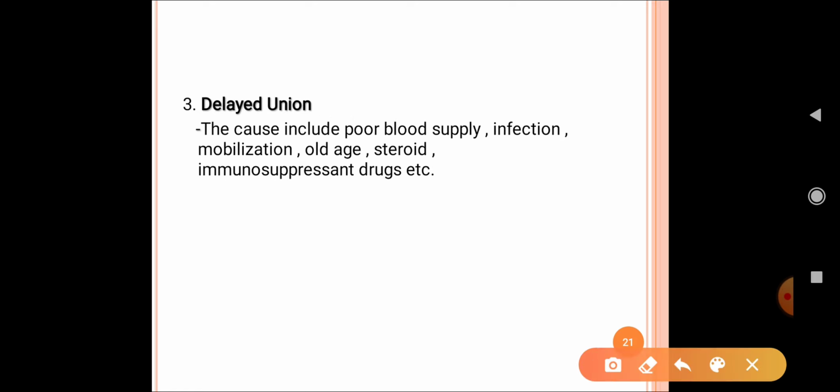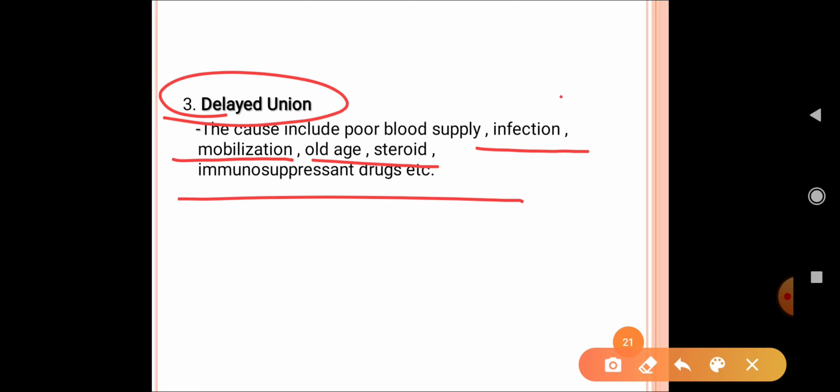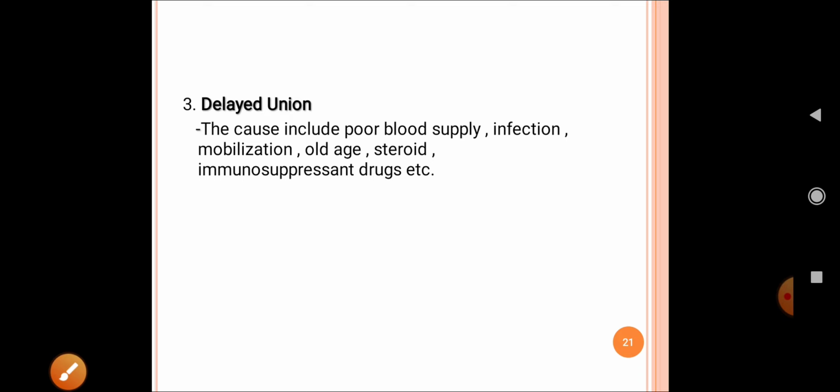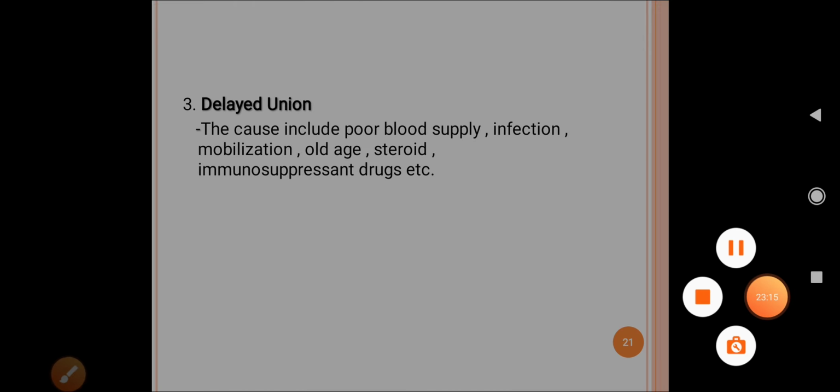Okay. The most important complication is the delayed union. Usually what happens in most cases, suppose your blood supply is poor because of diabetes, because of some vasculopathy, or you are having an infection at the local site, suppose you are doing excessive immobilization, suppose you are of old age, you are taking immunosuppressant drugs. So as we have discussed, all these factors will lead to delayed union of the fractured site. So that is the third complication.